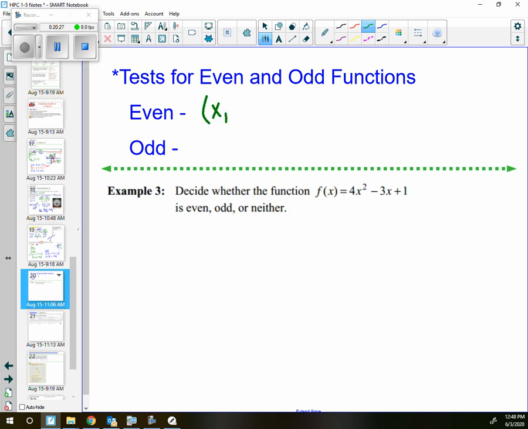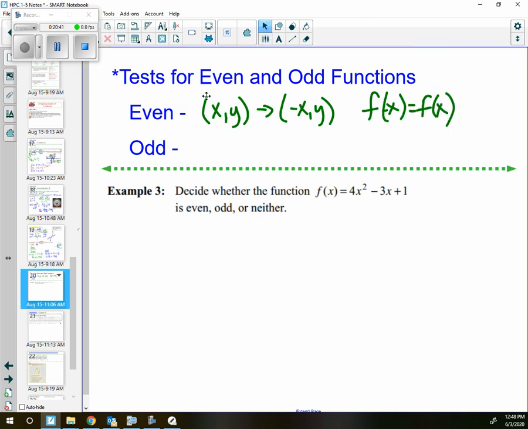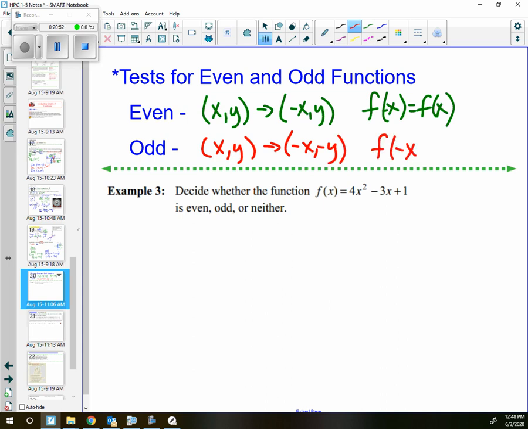So if something's going to be even, if you have the point (x, y), then you should also have (-x, y), or in function lingo, f of opposite of x should be equal to f of x. So the value of the function should be the same. That's y-axis symmetry. For odd functions, if you have (x, y), then you also need to have (-x, -y). Or in function lingo, that means f of opposite of x better be the opposite of f of x as well. In other words, if the x changes sign, so does the y. They both change sign.